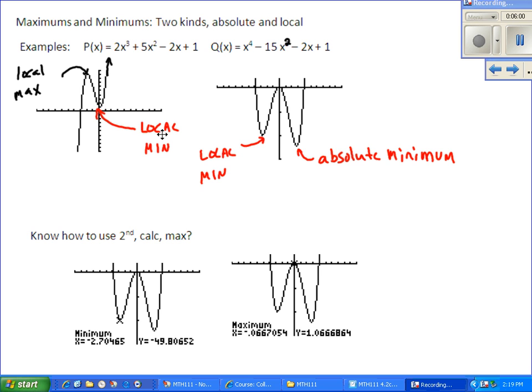Same thing here at the local minimum. It's a low point of the graph, but eventually the graph does go lower off here to the left as it approaches negative infinity. On this one here, the fourth degree polynomial, we've got a local minimum here, because again, in this restricted domain, it's a minimum, but it does go lower here. And this one is an absolute minimum because it is the lowest point of the graph.